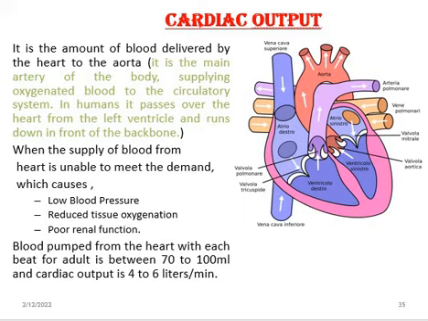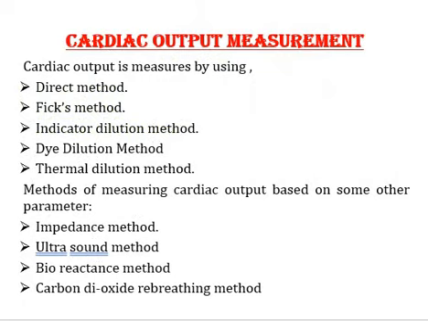Well, let us go to the different techniques that are used to measure cardiac output. Cardiac output is measured by using the direct method, then the Fick method, then the indicator dilution method, dye dilution, thermal dilution. Apart from that, there are other methods: the impedance method, ultrasound method, bioreactance method, and carbon dioxide rebreathing method. We are going to concentrate on these above five topics.